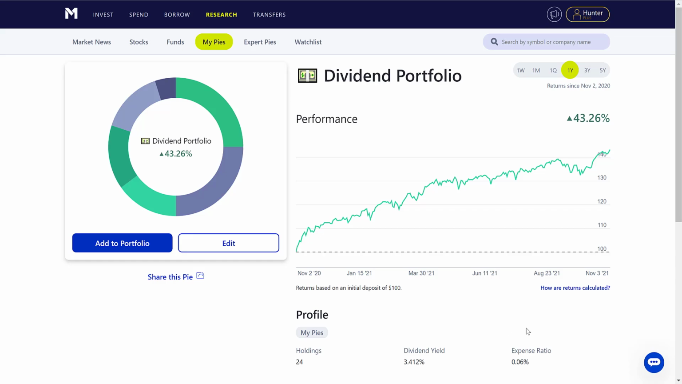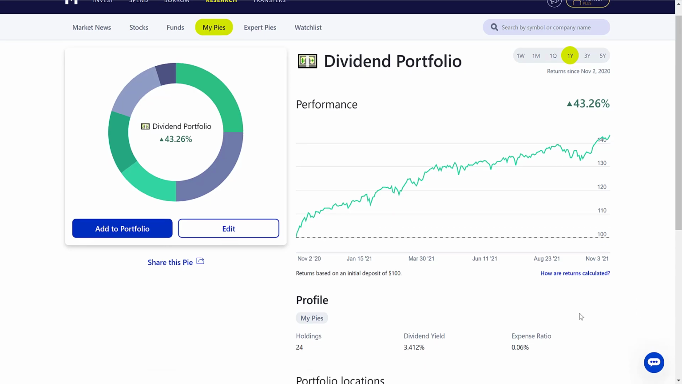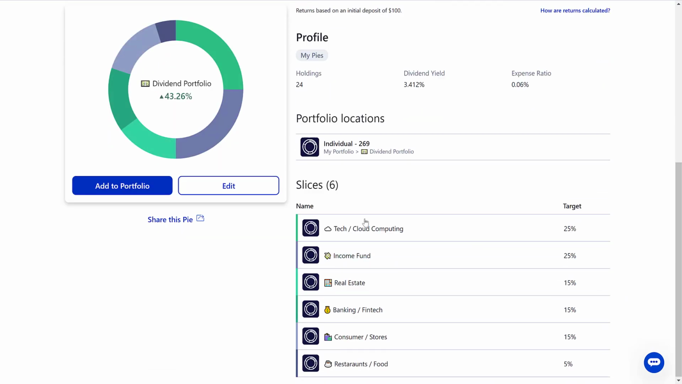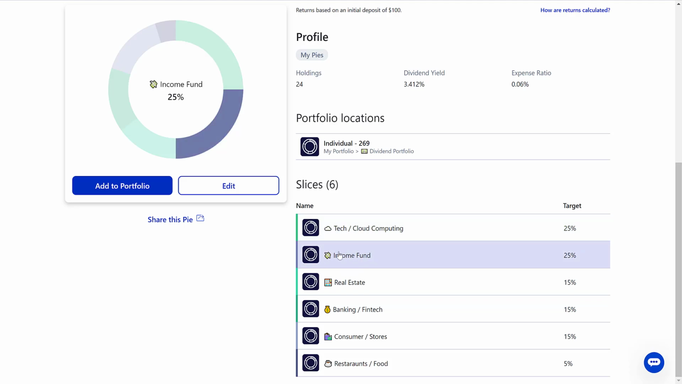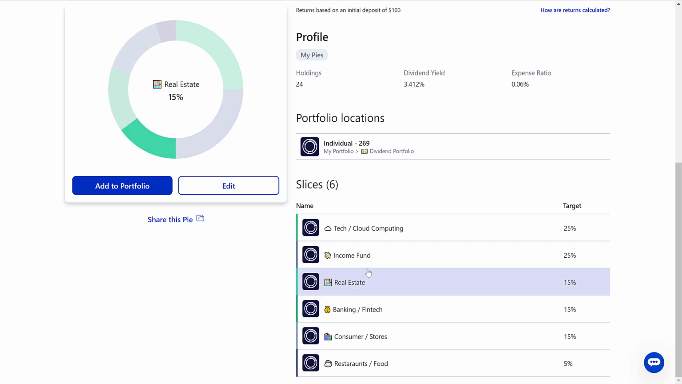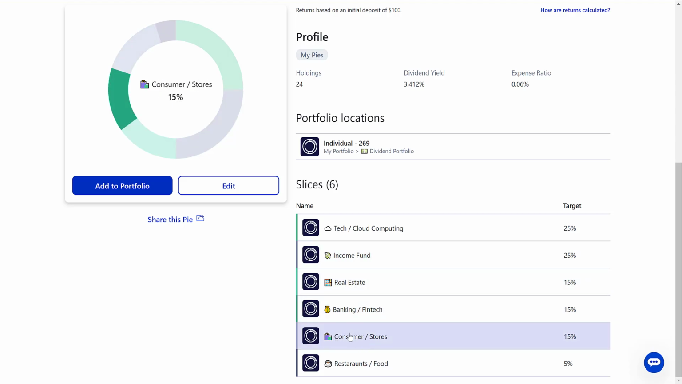So what we're looking at is currently my dividend portfolio on M1 Finance. You can actually get this portfolio in the description below. In the comments, you can just get a link. It's 100% free. You can go look at my holdings. You can see right here that we have tech, cloud computing targets, income fund, which is just some high dividend yield ETFs and some dividend growth ETFs, real estate, banking and fintech, consumer and stores, and restaurants and food.